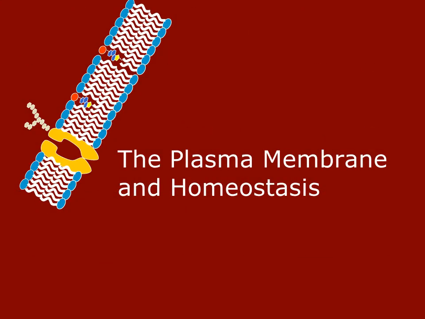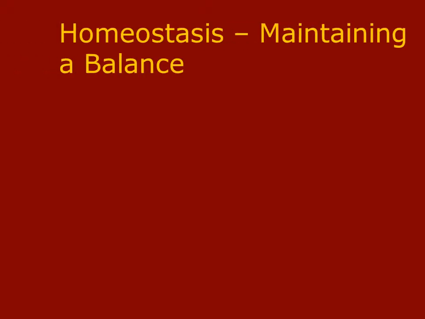about the plasma membrane and homeostasis. Of course, we talked about homeostasis before, and that is the development of a stable environment, so adjusting so that you have an environment that stays within a stable range. So, homeostasis is maintaining a balance.